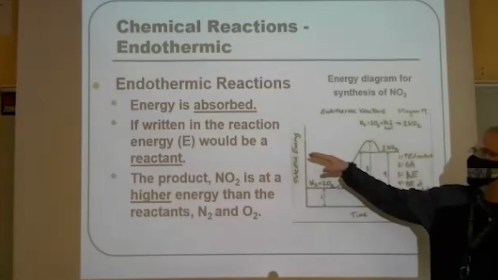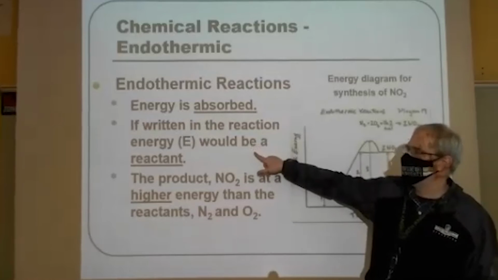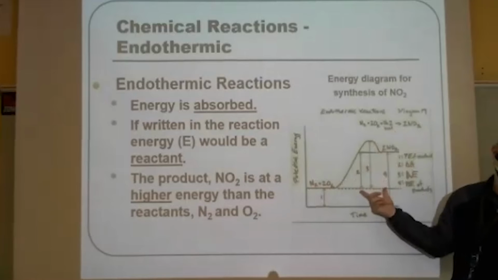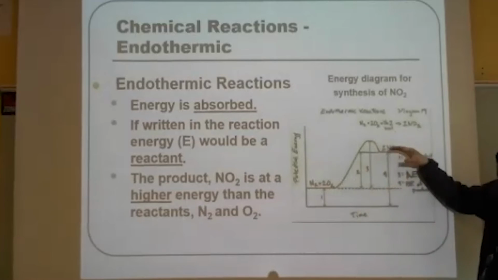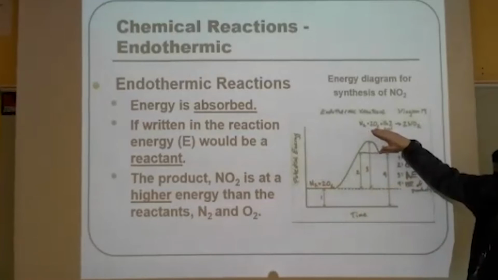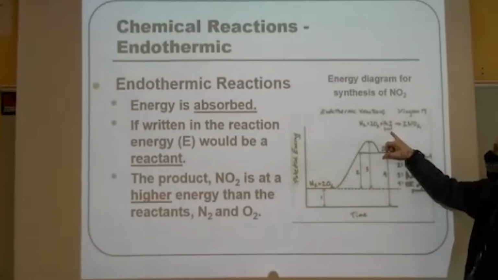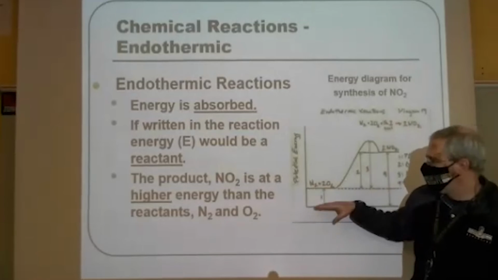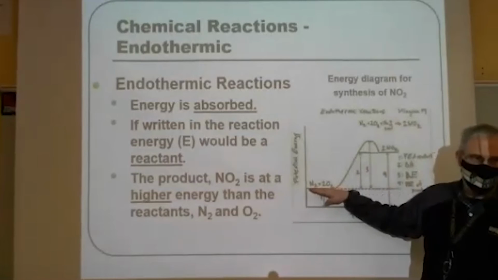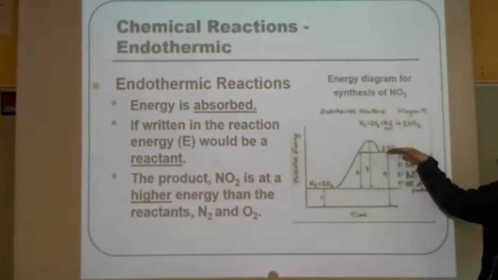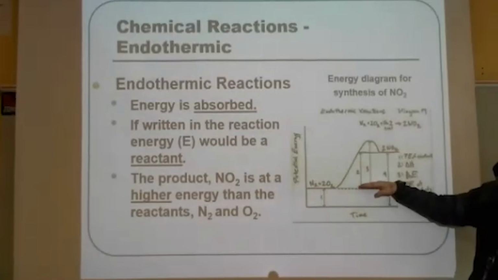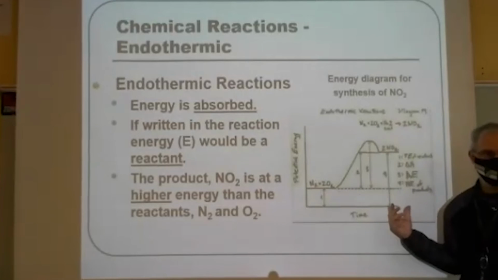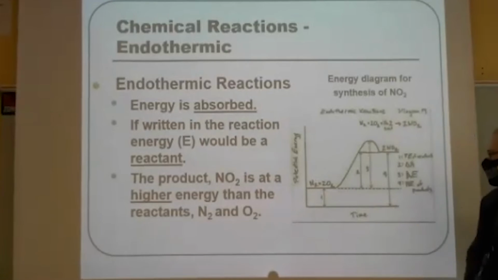For an endothermic reaction, energy is absorbed, and if we wrote energy as part of our reaction, it would be on the reactant side. So the reverse of the last reaction, right, is N2 plus O2 plus some energy gives us our N2O. Okay. In this case, the things I start with have a low energy, the things I end with have high energy, and there's a much greater activation energy, which is why it's more difficult to make the endothermic reaction occur.